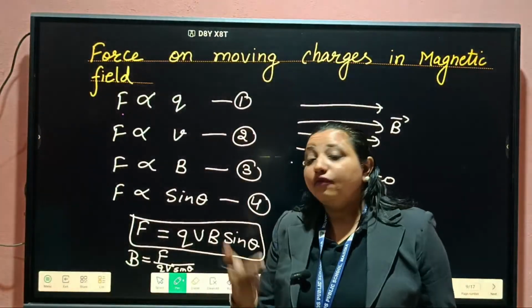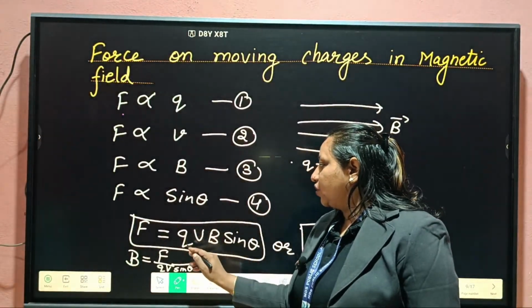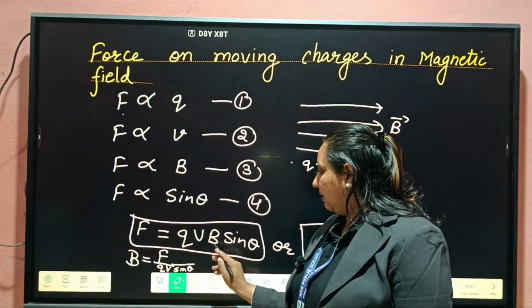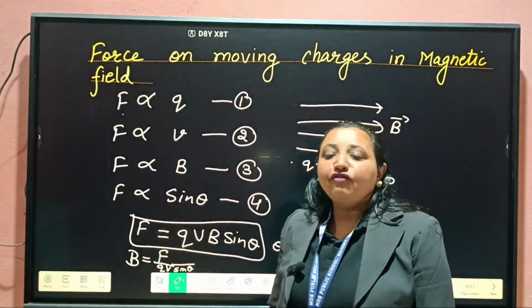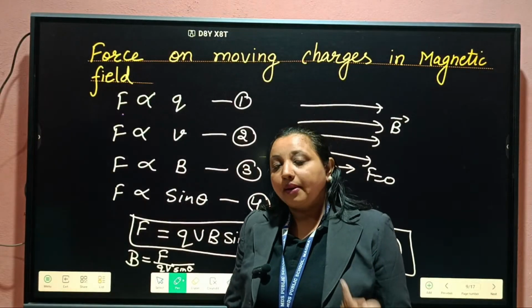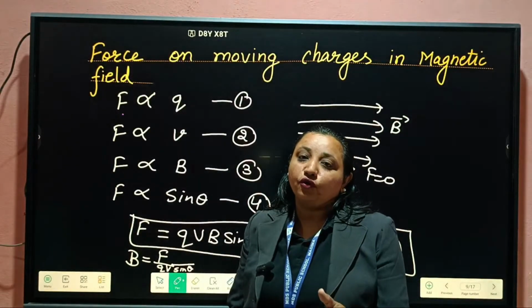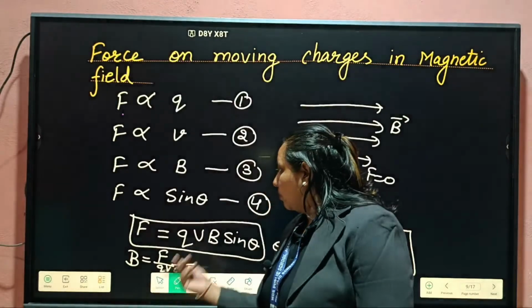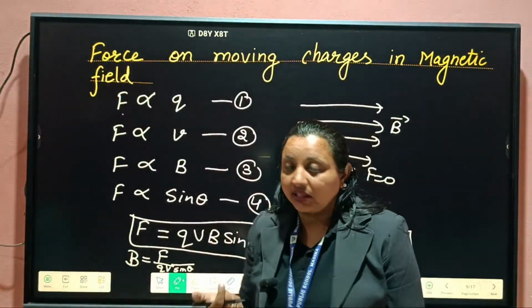So the name itself hides the formula: charge q moving with velocity v enters the uniform magnetic field, and force F acts on it. In an electric field the force was qE. In a magnetic field, the force on a moving charge will be qvB sine theta because it moves with velocity v, right?